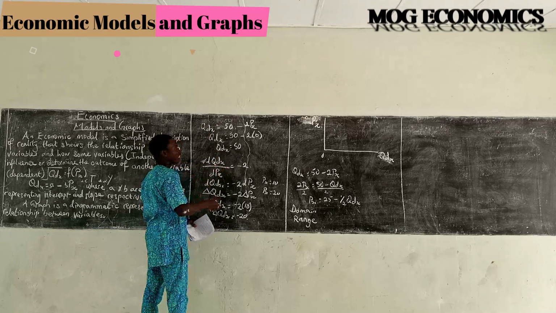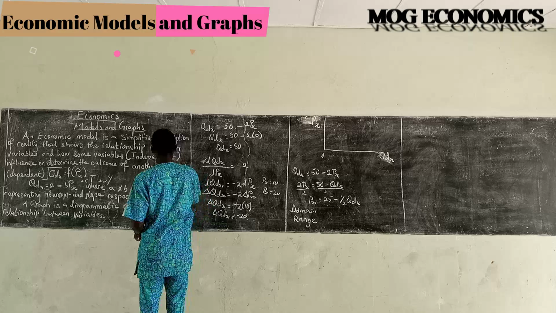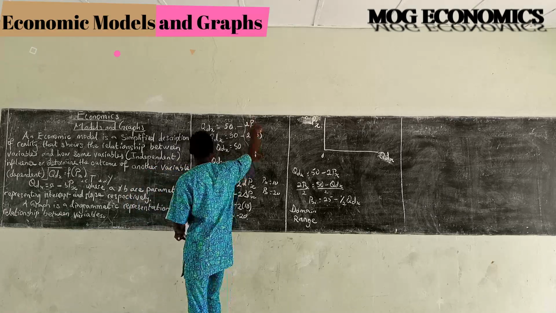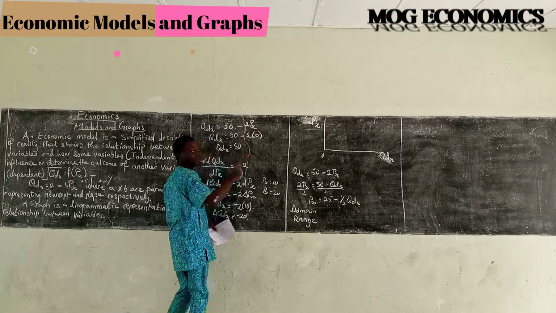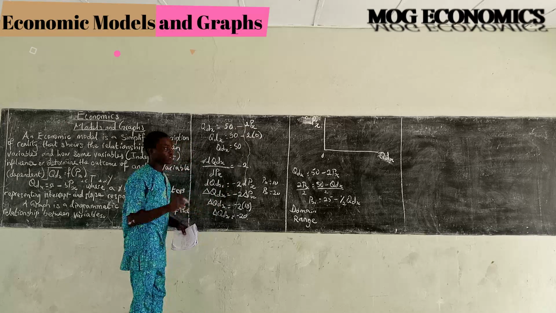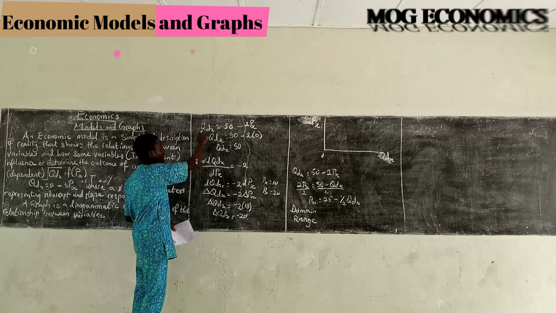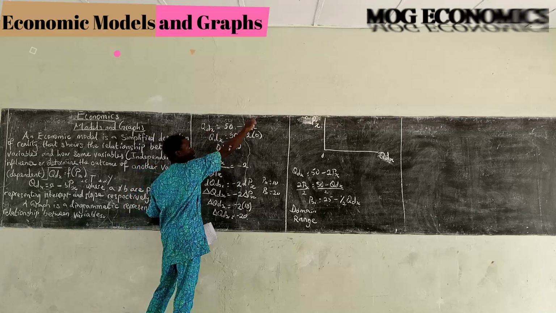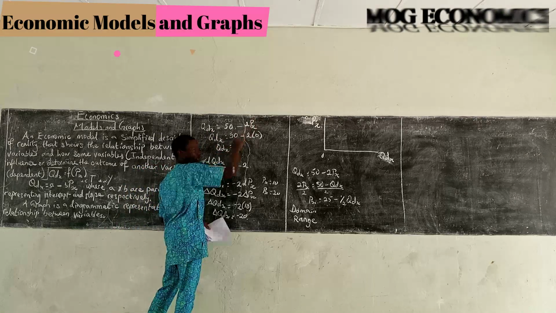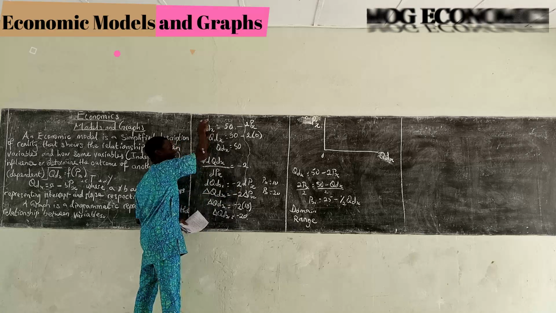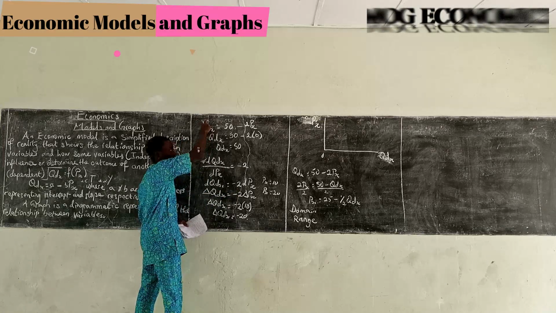Alright, another name, I think I skipped that. Another name for this, the independent variable, is stimuli. It could also be called the regressor. Alright, this is the dependent variable. So when you call the independent variable stimuli, something that stimulates, you call the dependent variable response.